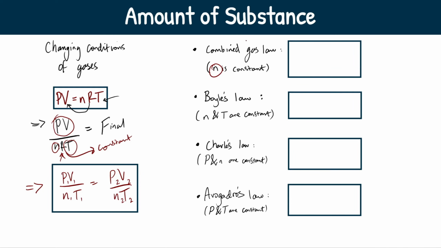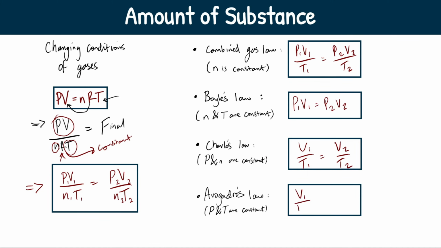So let's say we want to keep moles constant, n, right? That's going to be P1V1 over T1 equals P2V2 over T2. Okay, so you can see how you just cancel the moles and get rid of it, right? Pretty simple stuff. Now, let's say n and T are constant. It's just going to be P1V1 equals P2V2. You're going to see how this flows, right? P and n are constant now. V1 over T1 equals V2 over T2. Okay. Last one, Avogadro's law. V1 over n1 equals V2 over n2. You see how easy this is, right?